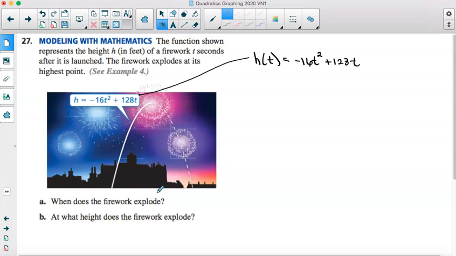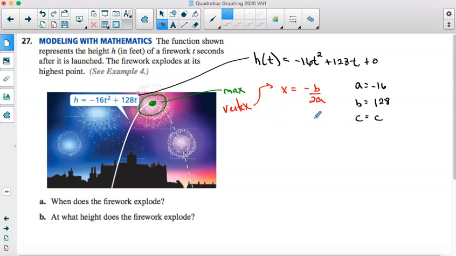Then it says, when does the firework explode? The firework explodes at the maximum, which we can also think of as the vertex. So let's think about how we get our vertex. We could get the x value by doing x equals negative b over 2a. I'm going to identify my a, b, and c in standard form. There's a plus 0 here because my c value is 0. My a value is negative 16, and my b value is 128.